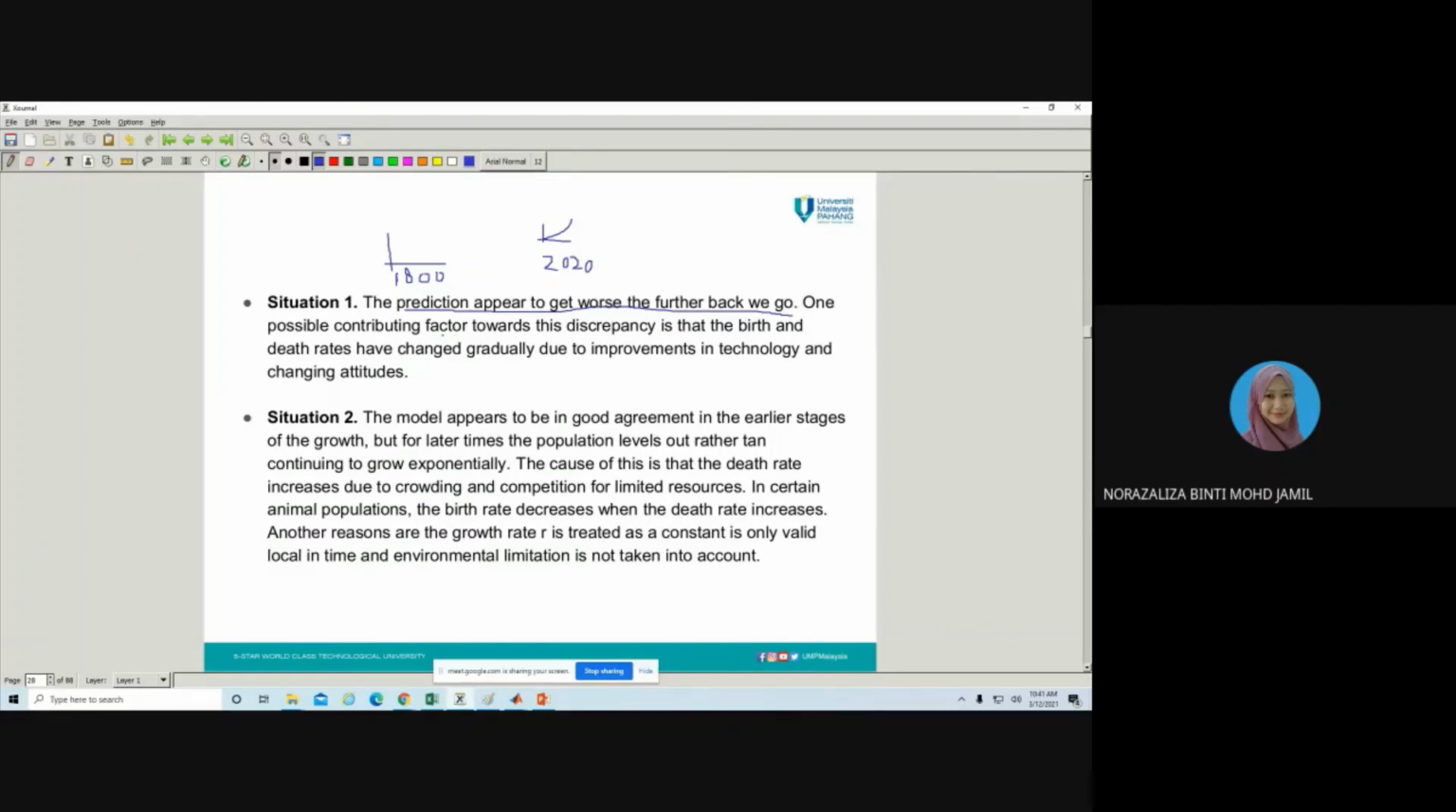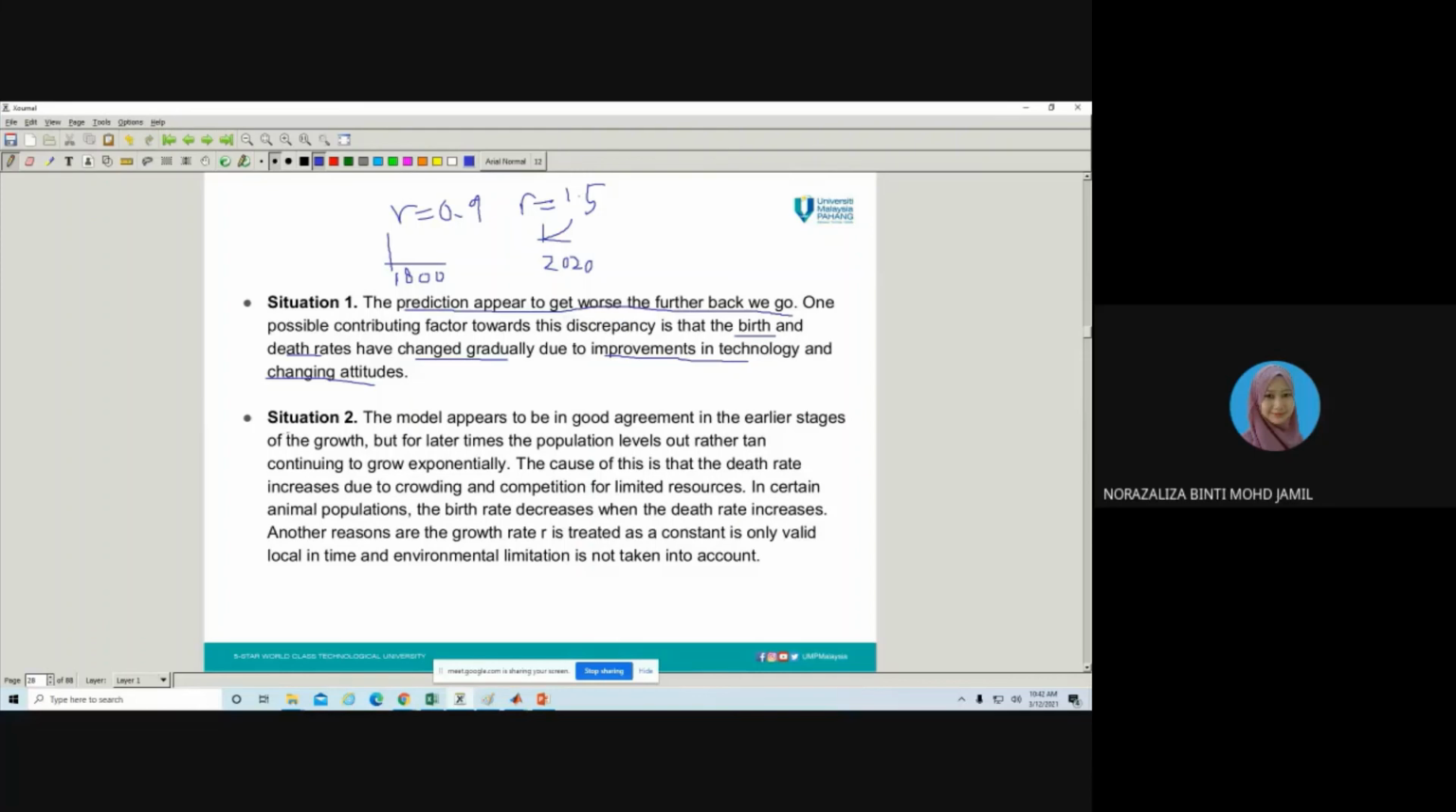One possible contributing factor to this discrepancy is that the birth and death rates have changed gradually due to improvements in technology and changing attitudes. For example, in 2020, the rate is, for example, 1.5. But in 1800, maybe the rate is different. Maybe the rate of growth is just 0.9. Okay, that's why there is a big discrepancy for the years back. So that is the reason we need to justify. We need to give the physical meaning.